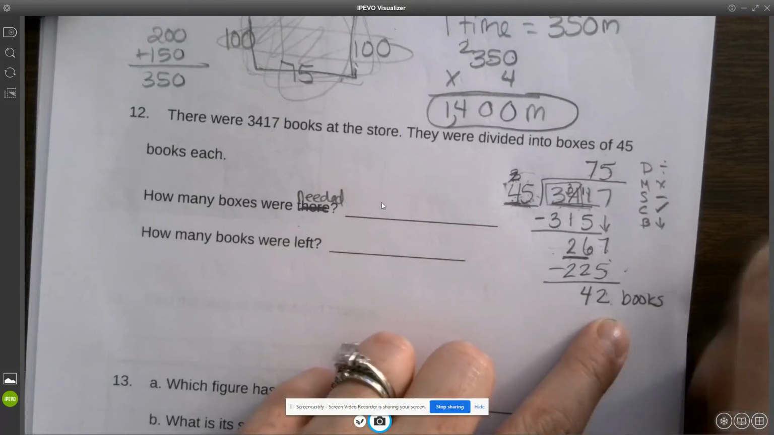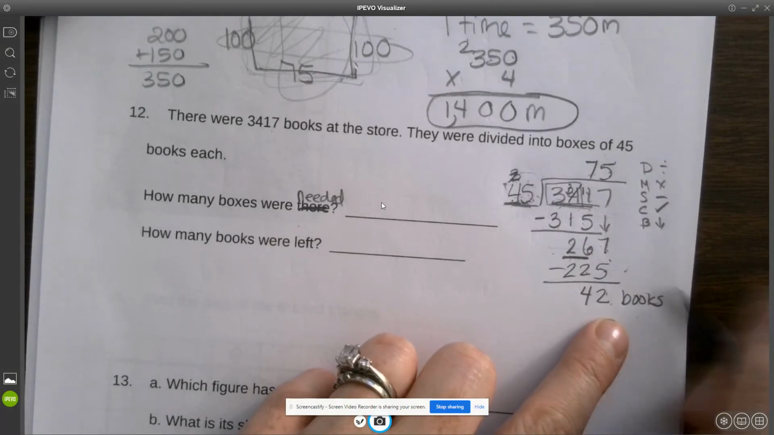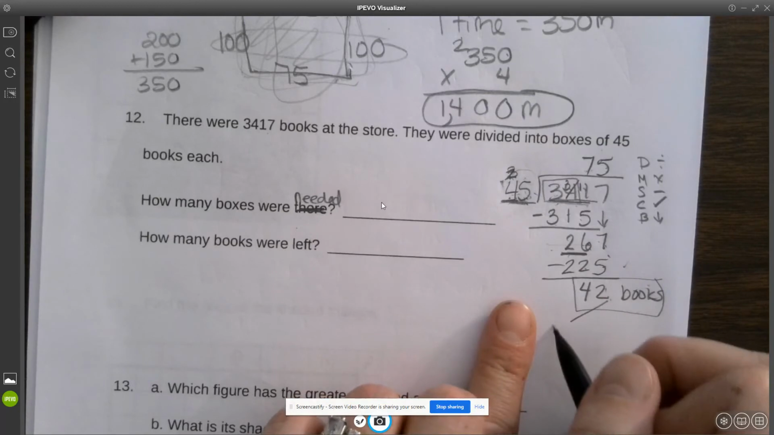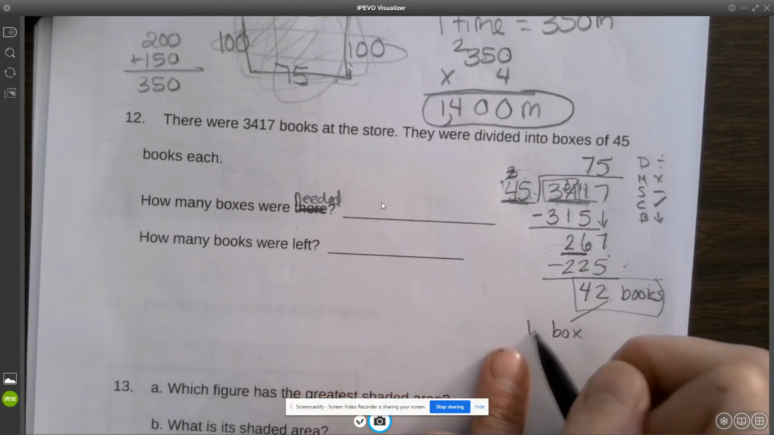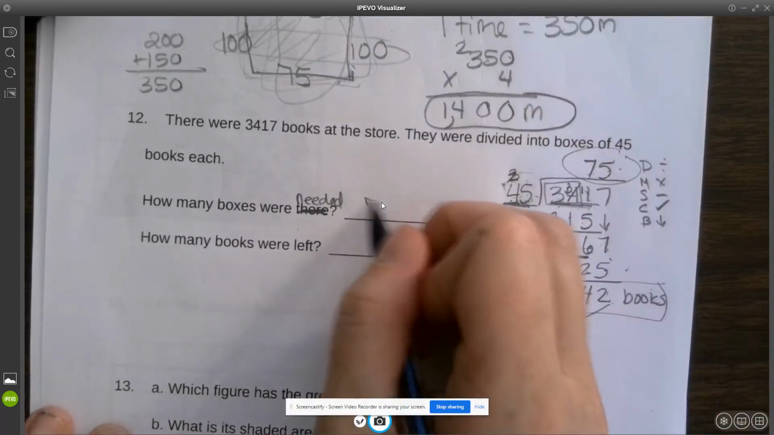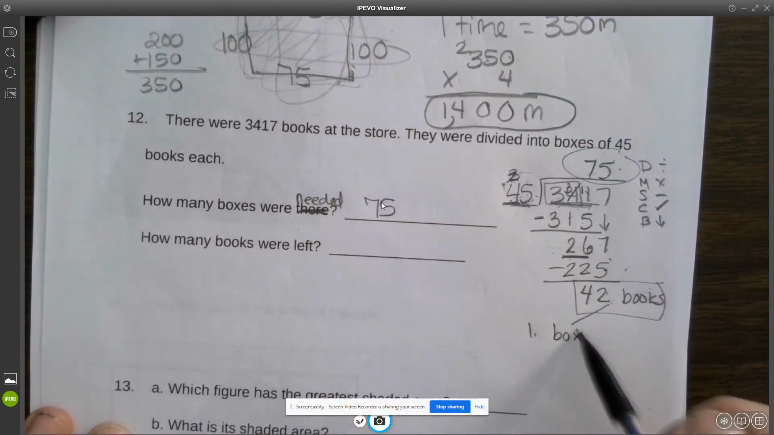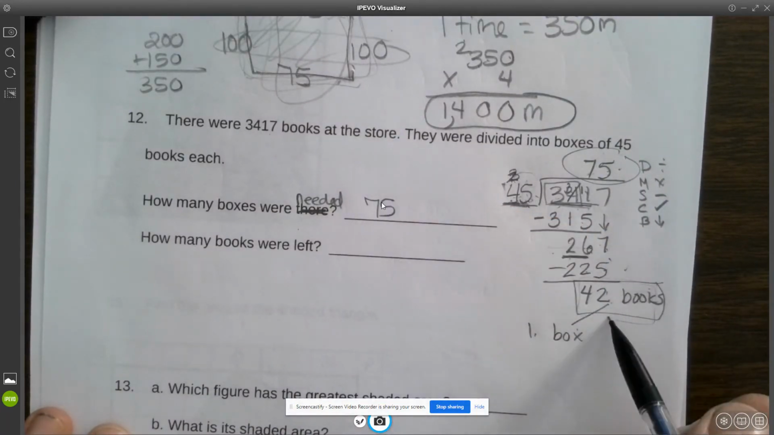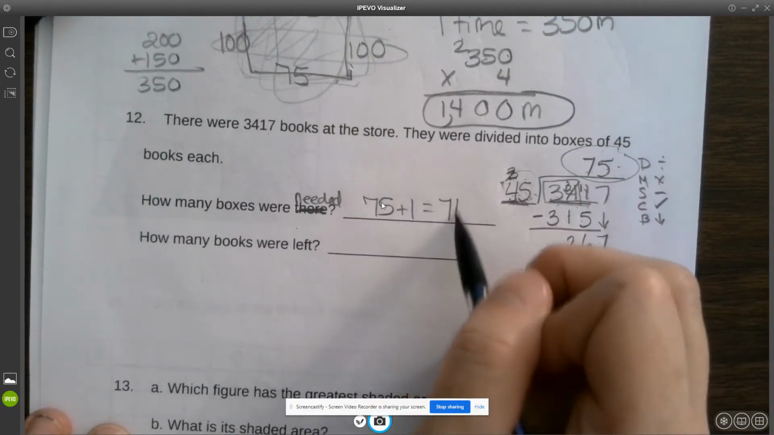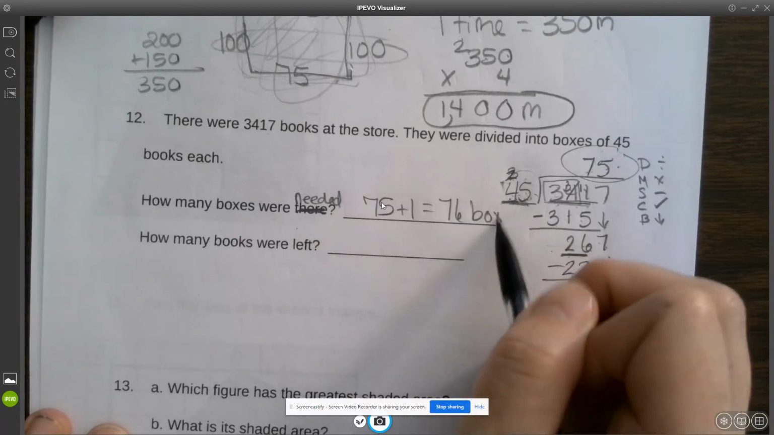These books are going to have to go into another box because I can't just leave them there. So these books are going to go into another box. So I have 75 boxes, because I divided them up into 75 boxes, but I need another box for these right here. So I really have one more box, so it's 76 boxes that are needed.